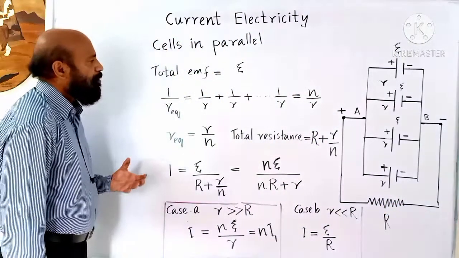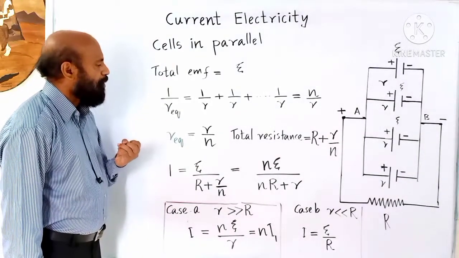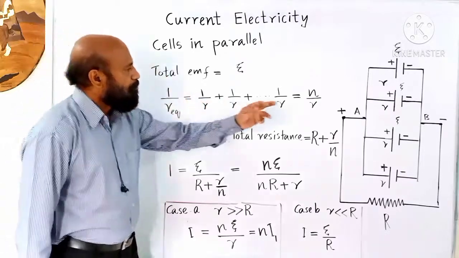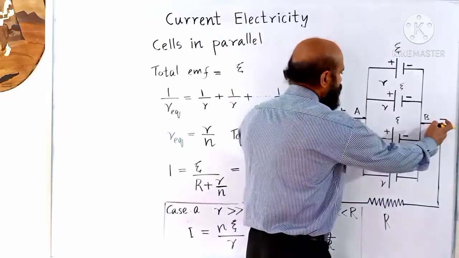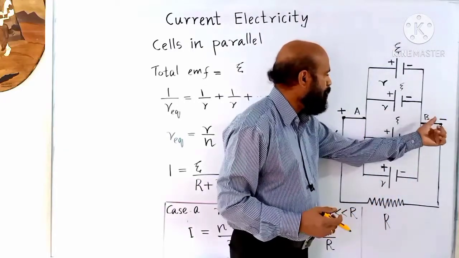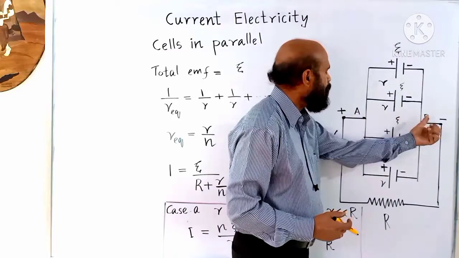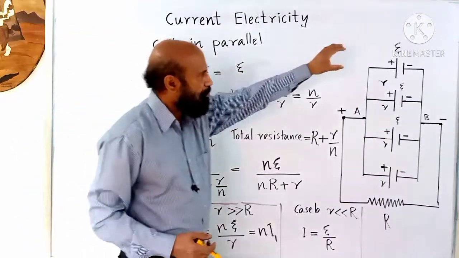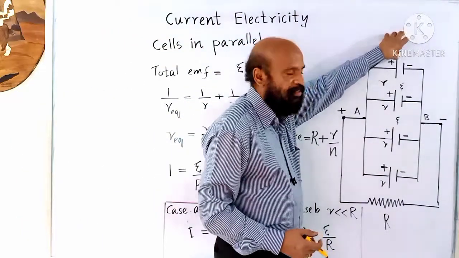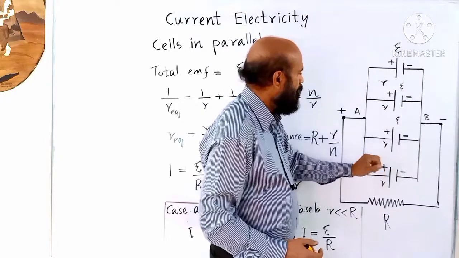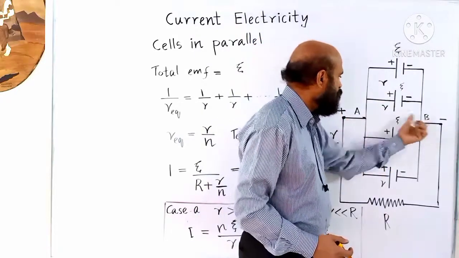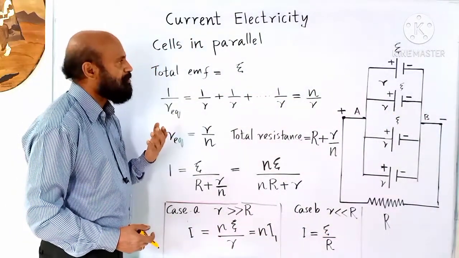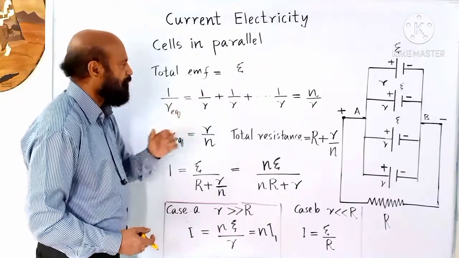Now let us see the effective value of the EMF and the current. Then effective value of the EMF is the potential difference between the points A and B. That is equal to psi. The EMF of each cell is psi, and potential difference across this point A and B is also psi. So total EMF is psi. In series connection it is N times E, but here it is psi.